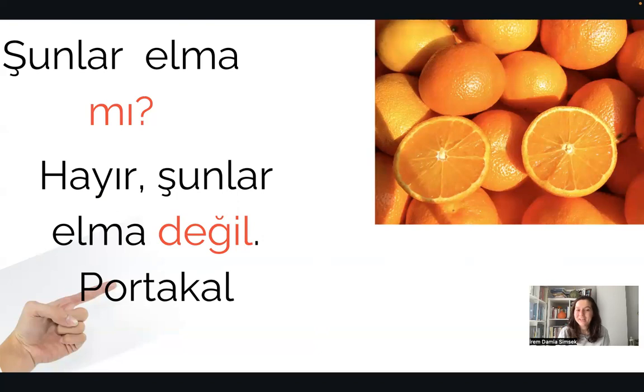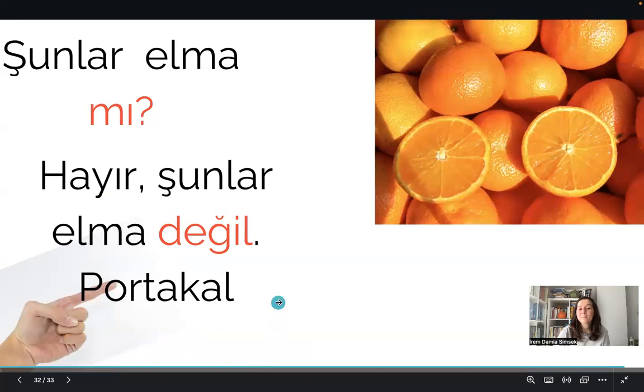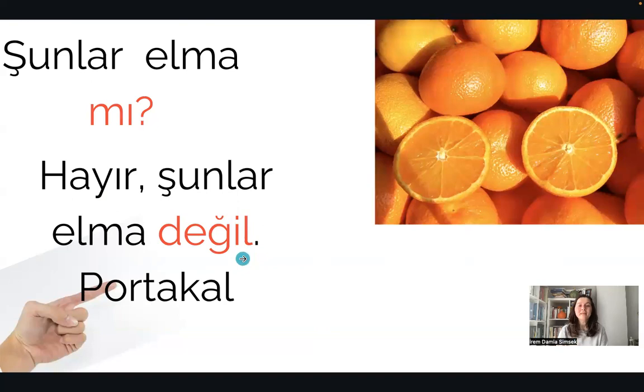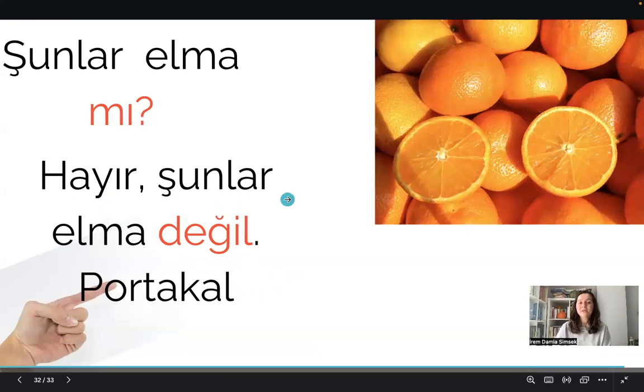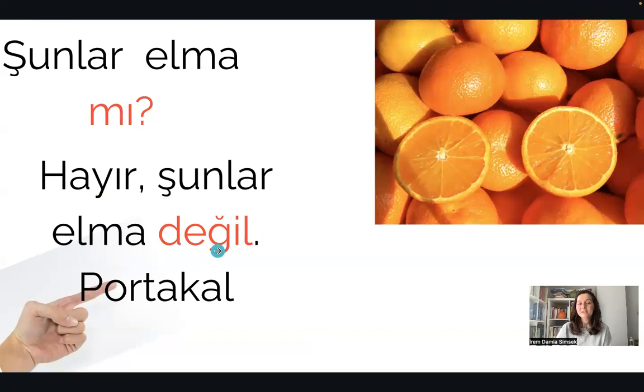Hayır. No. Hayır. Şunlar elma değil. Şunlar portakal. So orange means portakal. Repeat after me. Portakal. So orange means this. Hayır, şunlar elma değil. So with this değil, you say those are not apples. So this değil says it's not. It makes the sentence negative.